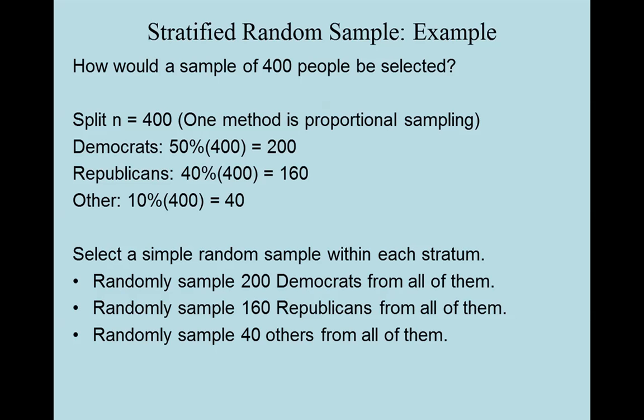Then select a simple random sample within each stratum. Randomly sample 200 Democrats from all Democrats, randomly sample 160 Republicans from all of them, and randomly sample 40 others from all of others.